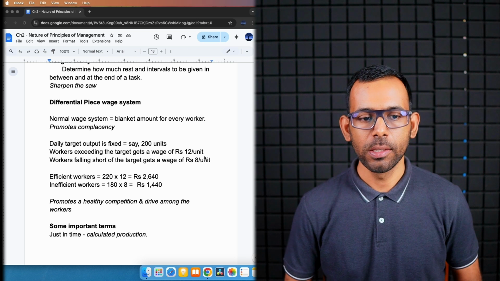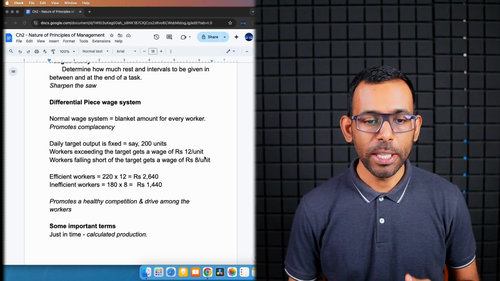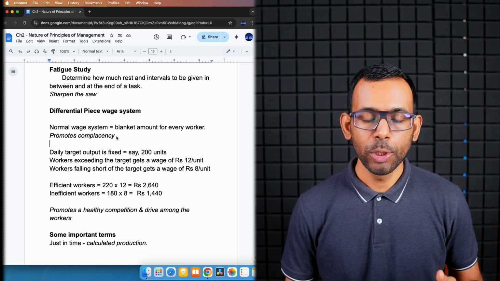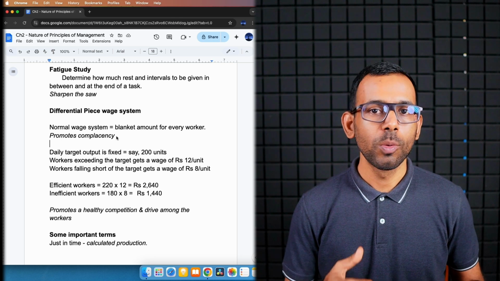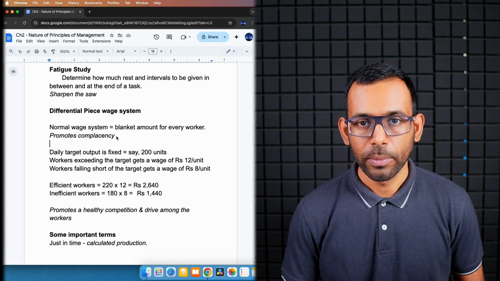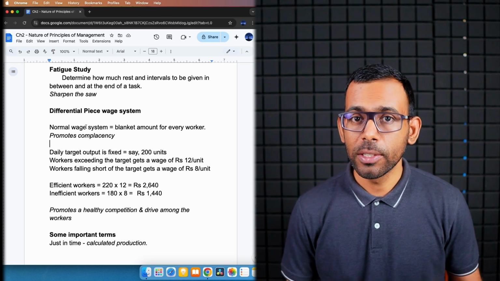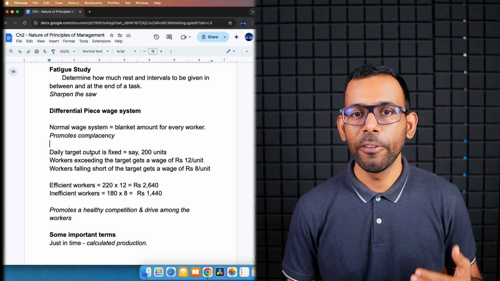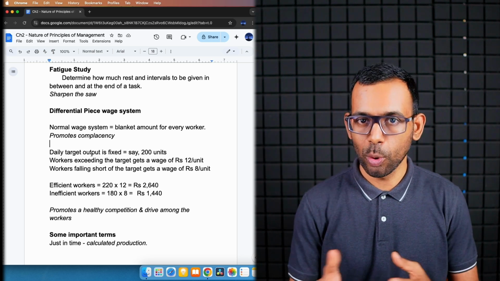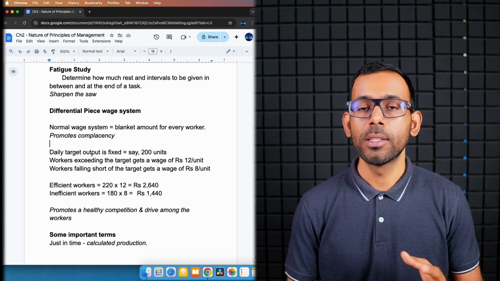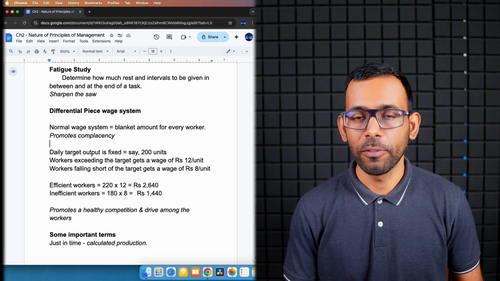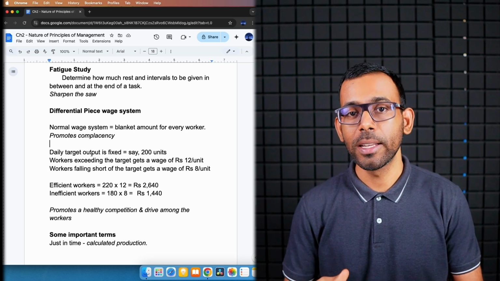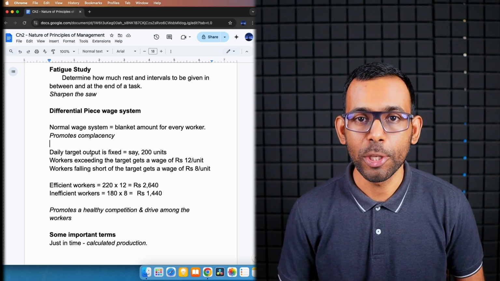In today's class, we will talk about the differential piece wage system, how one should reward the workers working inside a factory. There is a normal piece wage system and then there is this differential piece wage system. Let's look at both. Let's compare and contrast both of them so that you will understand the differential piece wage system in a much better way.